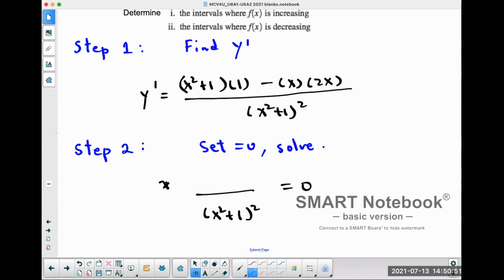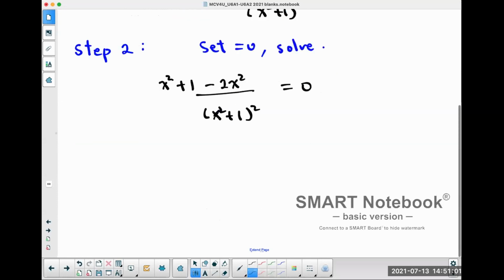The numerator is x squared plus 1 minus 2x squared, right? Now that I don't have to worry about the denominator, because I'm bringing the denominator to the other side, and 0 multiplied by anything is just 0, the numerator becomes negative x squared plus 1 equals 0. Or 1 equals x squared. That means x equals plus or minus 1.